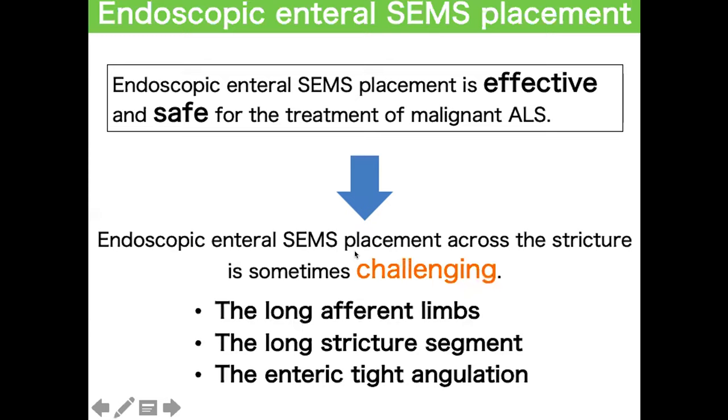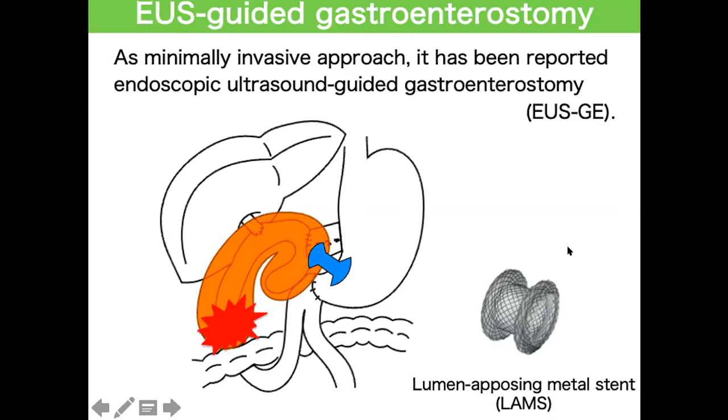However, endoscopic enteral stent placement across the stricture is sometimes challenging. As reasons, if the afferent limb is long, the scope cannot reach the stricture. If the stricture segment is long, the guidewire cannot pass through the stricture. And if there is tight enteric angulation, the device cannot pass through the working channel of the scope. To overcome this limitation, an alternative approach to treat malignant ALS is needed. As a minimally invasive approach, endoscopic ultrasound-guided gastroenterostomy has been reported.